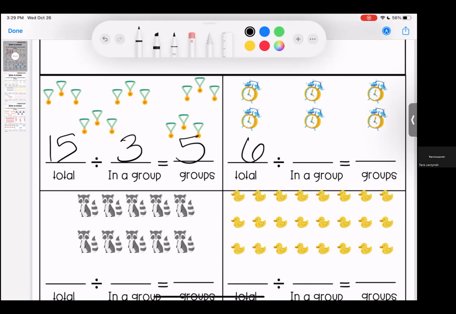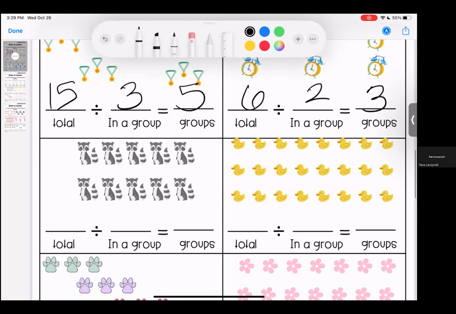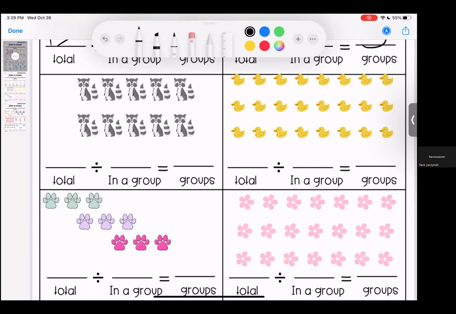I have 6 total. There are 2 in each group. There's 3 groups. So 6 divided by 2 equals 3. Thinking of it as multiplication, 3 times 2 equals 6. Remember, I can use one to help me find the other. There are 10 total. Each group has 5. There's 2 groups. So 10 divided by 5 equals 2.